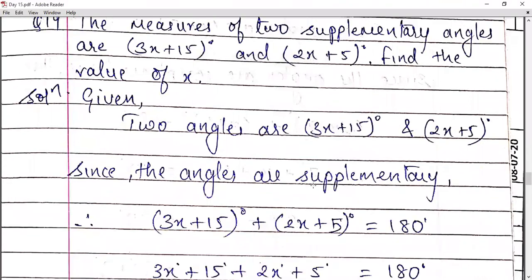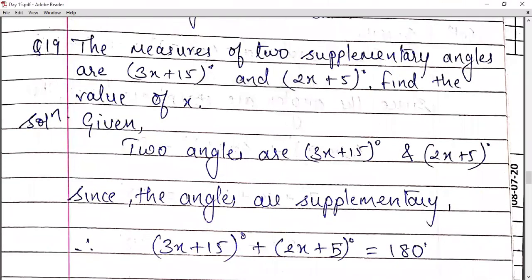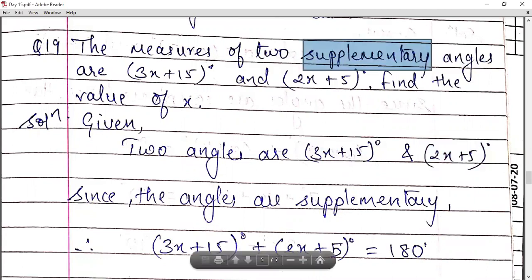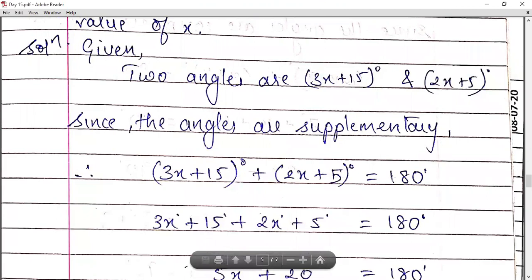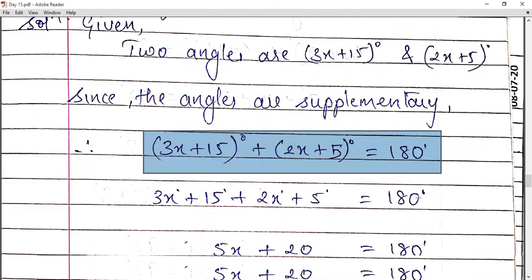Question number 19 is, the measures of two supplementary angles are 3x plus 15 degrees and 2x plus 5 degrees. These are the two supplementary angles. Find the value of x. We have been given two angles as 3x plus 15 degrees and 2x plus 5 degrees. Since the angles are supplementary, that means their sum will be equal to 180 degrees. So here I have written them mathematically.